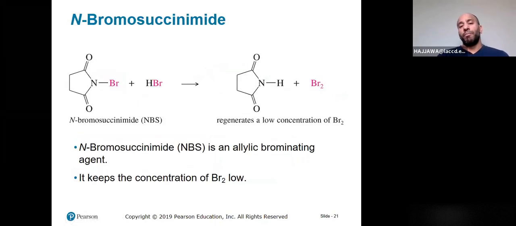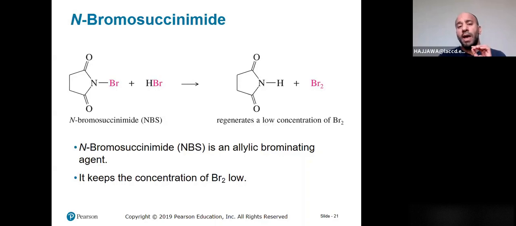N-bromosuccinimide. Instead of using Br2 and light to better control the reaction, to better yield the reaction, we tend to use N-bromosuccinimide. So this is only used in allylic bromination reactions. You cannot use it for allylic chlorination. You cannot use it for another type of allylic halogenation. It has to be allylic bromination.